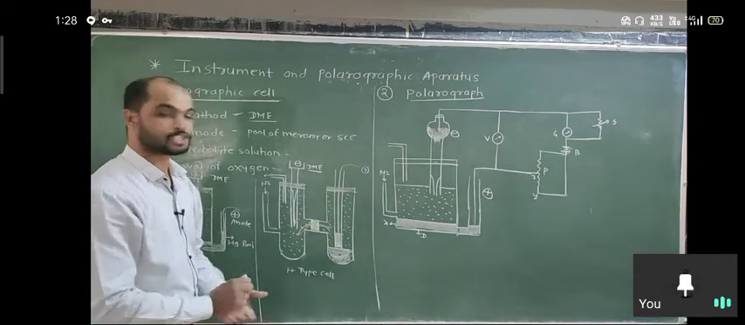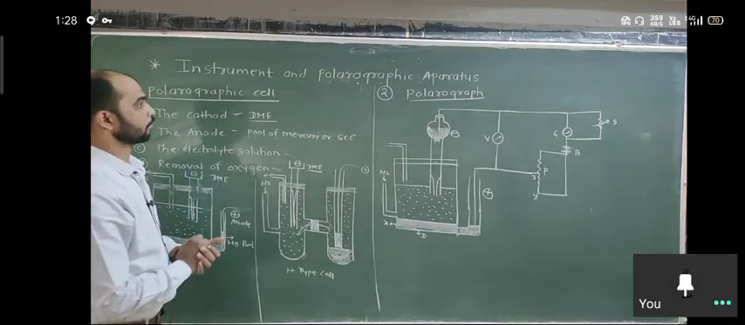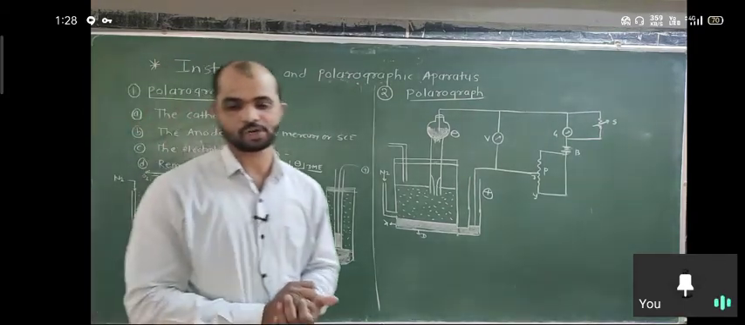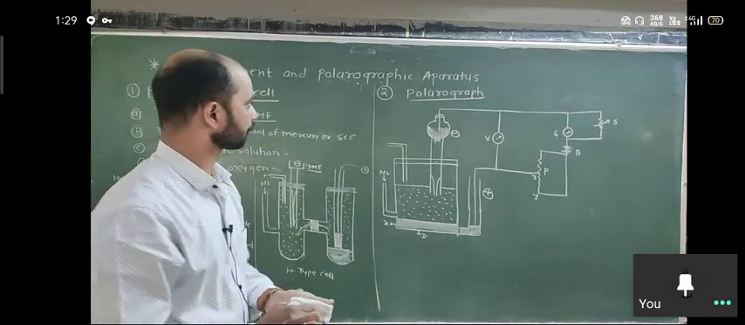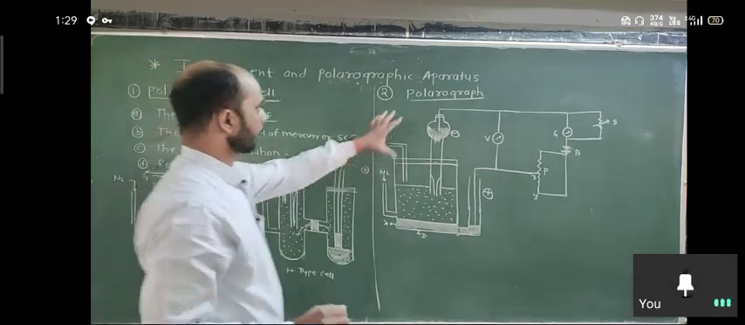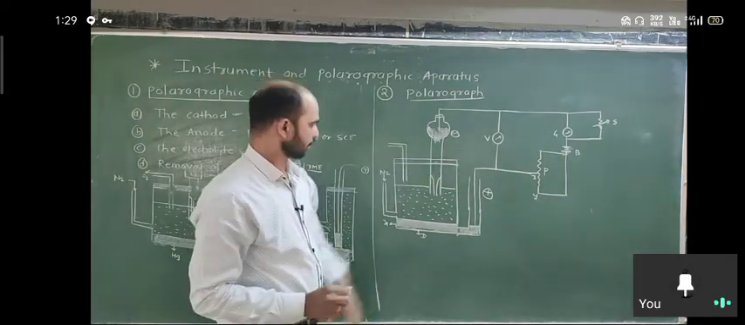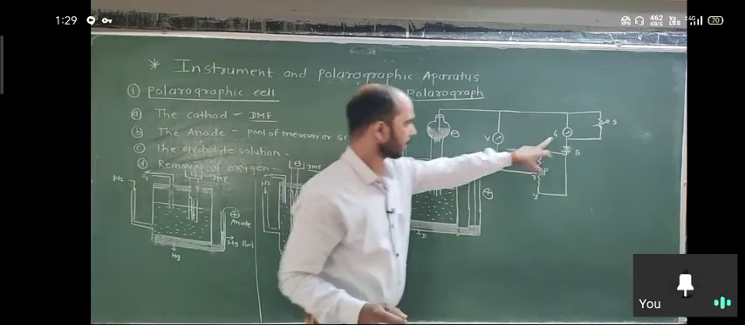So this is the H type of cell, sometimes this type of cell is used in polarograph. So this is all about the first part. In the second part, we're going to discuss the polarograph. This is the block diagram which is given to you. Here is a part of the cell. Here is a voltmeter. There is a galvanometer.